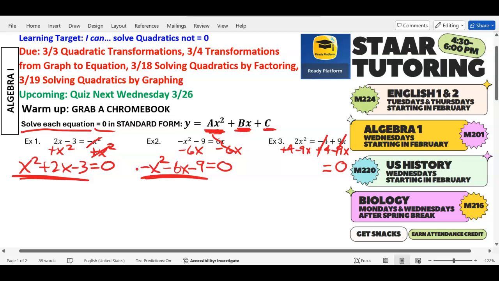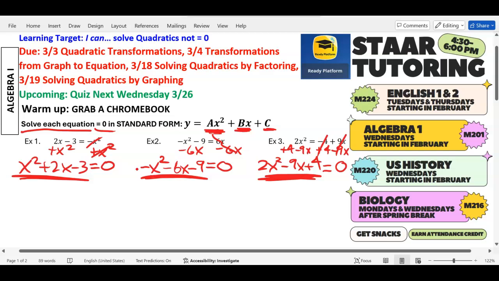And then again, you've got to put it in order. Which one is the x squared term? 2x squared. Then the x term is minus 9x. And then the constant is plus 4. If you wanted to find the solution, you would only graph the quadratic, not the equal 0, and find the x-intercept, okay?